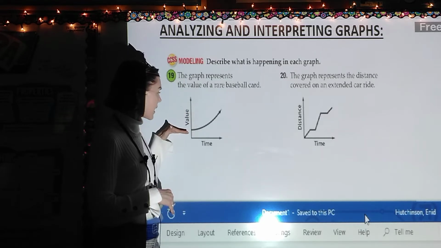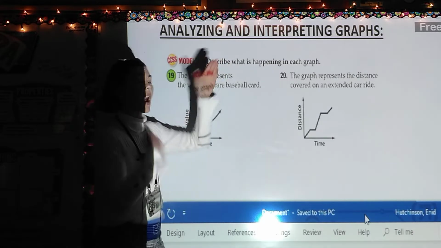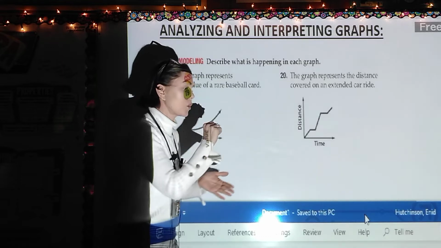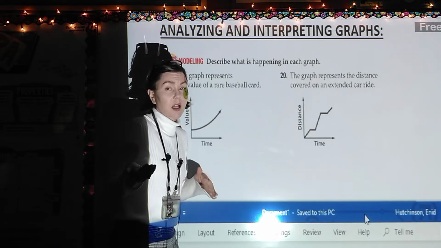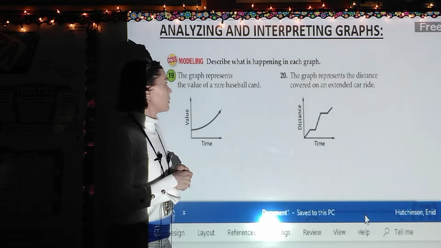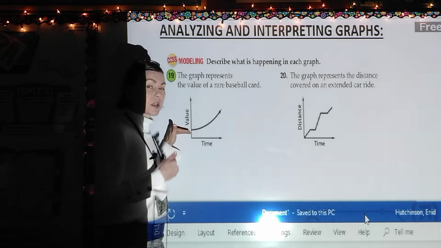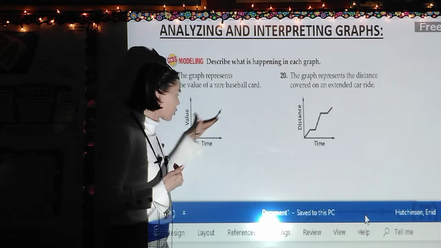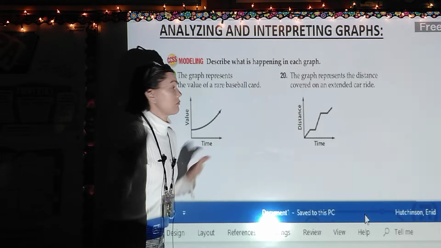So as you can see, as time goes by, okay, I'm describing verbally, and this is what you would write down, or this is the answer that you would choose on the Algebra EOC. You would choose that the value of the baseball card increases dramatically as time goes by.